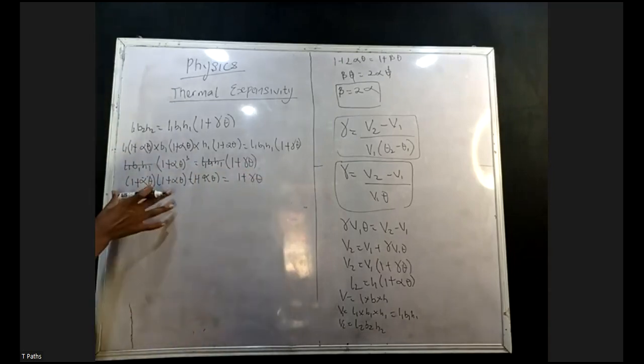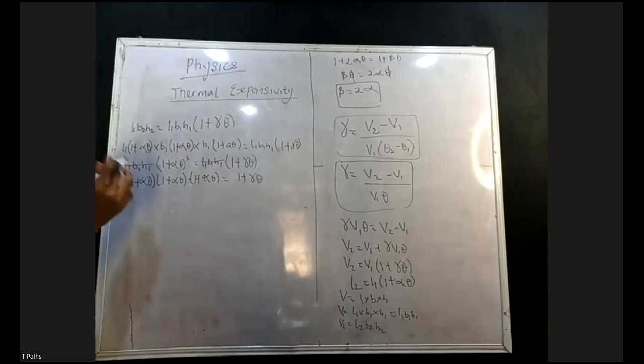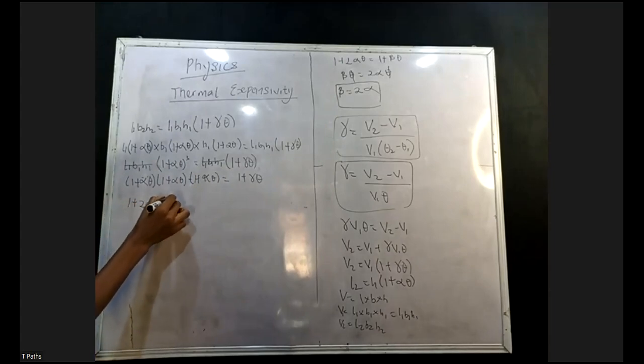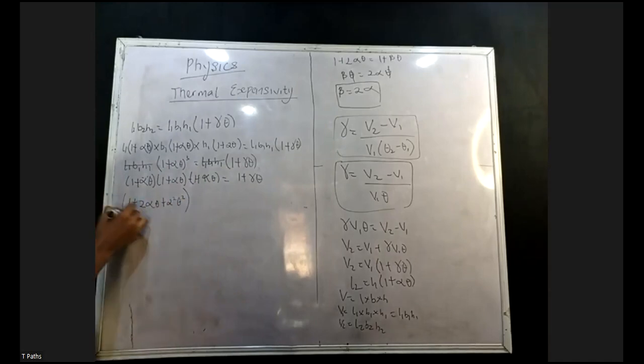So here I'll first multiply these two, and I've multiplied these two once. When I multiplied it, I got 1 plus 2 alpha theta plus alpha square theta square, right? So I'm now going to multiply this by this.